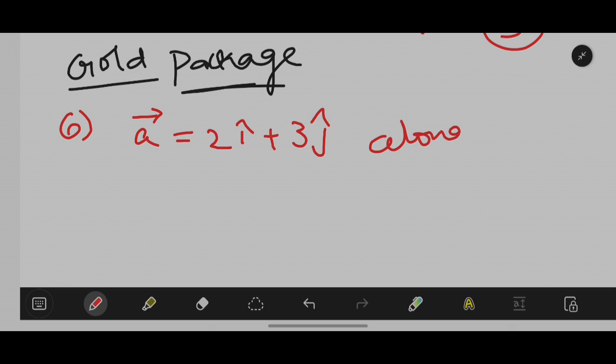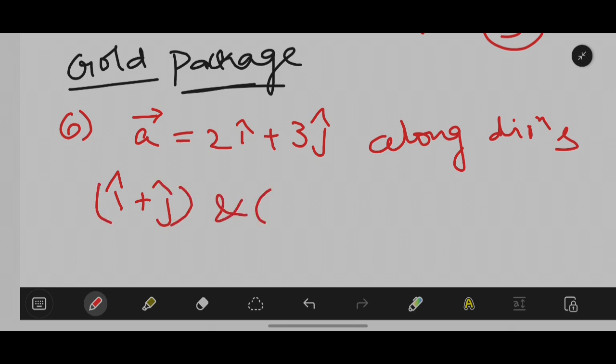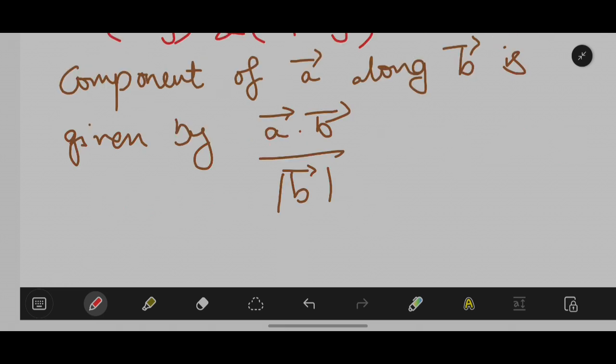So along the direction of the vectors I cap plus j cap and I cap minus j cap respectively are... So this question is actually not from this concept. This question is from the next concept. Along the direction, how you will write those vectors is from concept number 3. But it is given here, so I'll explain. So here is the formula. Component of A bar along B bar is given by A bar dot B bar by modulus of B bar. So dot product is also used here.